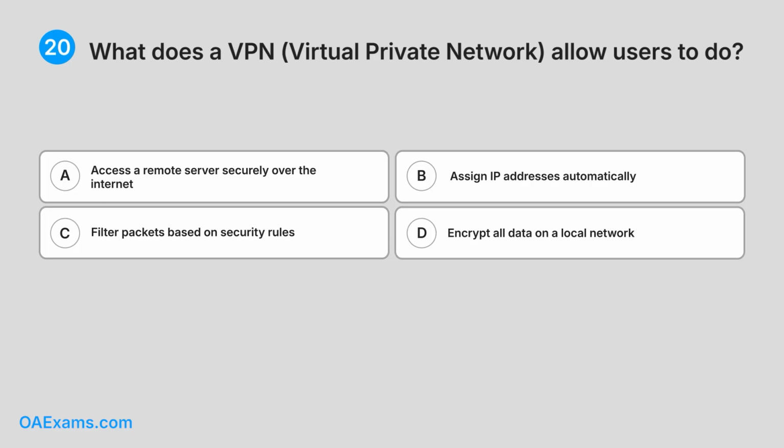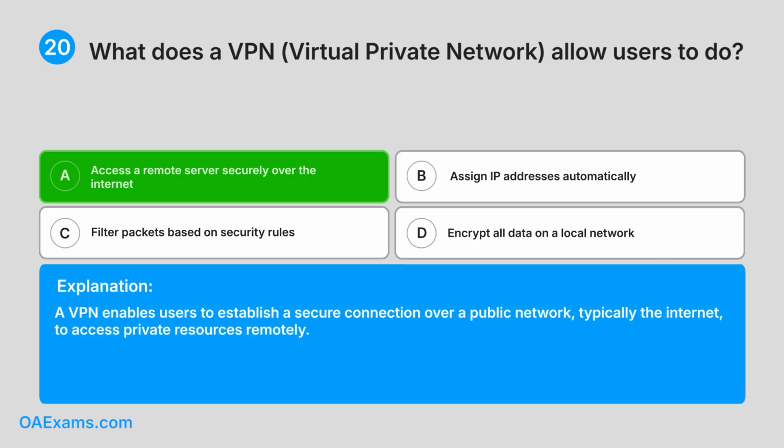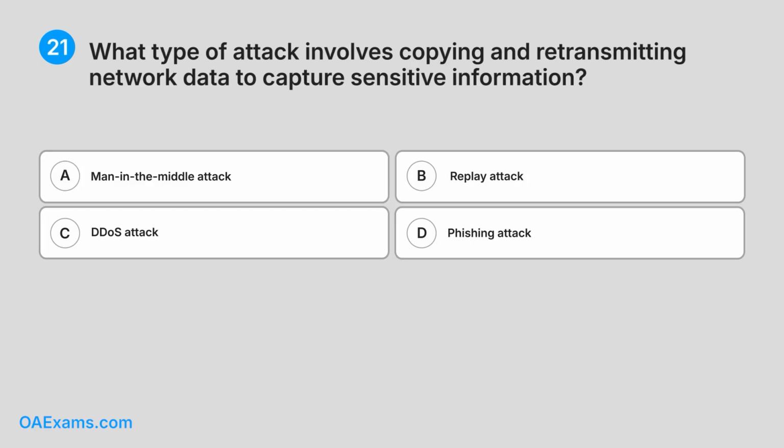Correct answer. A. Access a remote server securely over the Internet. Explanation. A VPN enables users to establish a secure connection over a public network, typically the Internet, to access private resources remotely. 21. What type of attack involves copying and retransmitting network data to capture sensitive information?